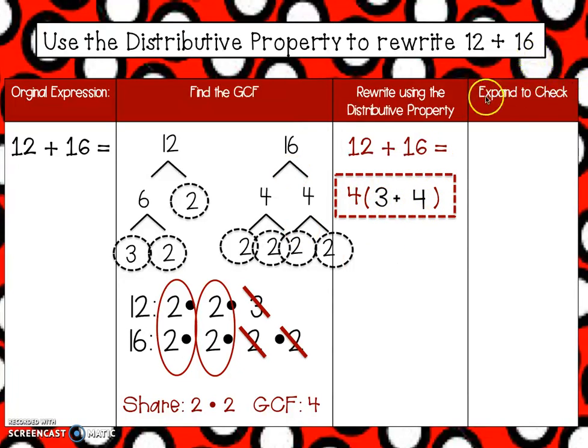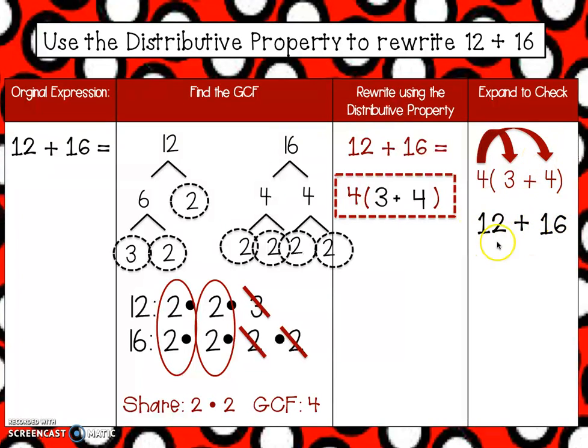Now, our last column says we can expand to check. And when we expand this out, what we're doing is we're going to distribute the 4 to everything inside the parentheses and see if we end up with our original expression. So we have 4 parentheses 3 plus 4. So I want to do 4 times 3, and that gives me 12. Drop down my plus sign, plus 4 times 4, which is 16. So since our expanded expression matches our original expression, we know that 4 parentheses 3 plus 4, our final answer, is correct.